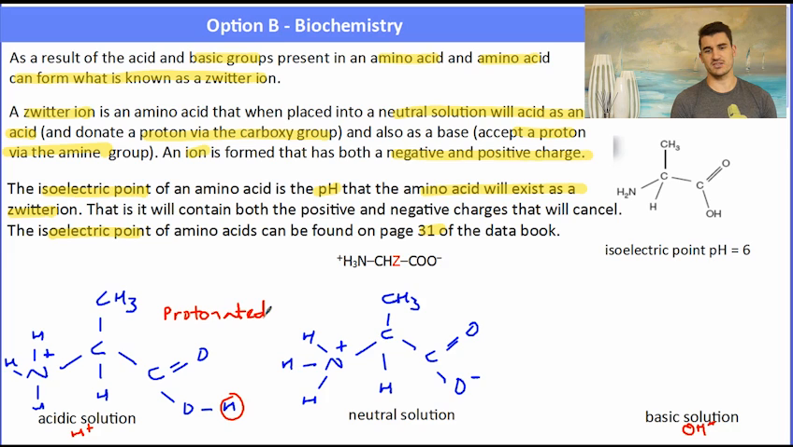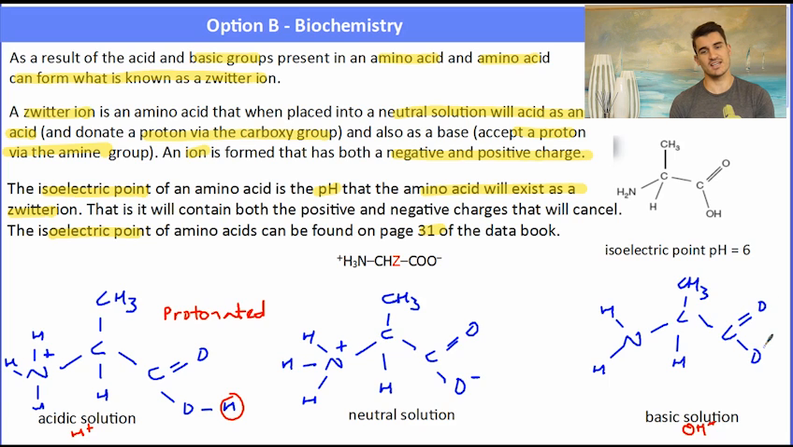If we have a basic solution or an alkali solution, which contains OH-, the ion will have a negative charge. And the negative charge will be where the acid functional group acts as an acid, and the negative charge is on the oxygen. The amine group, it's a base, so it won't do anything in a basic solution.